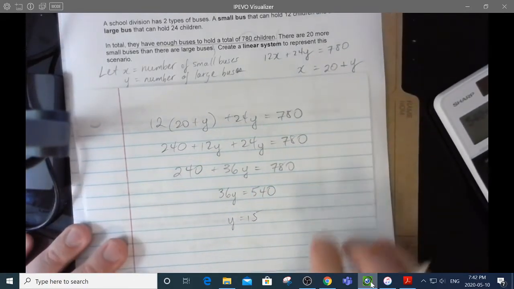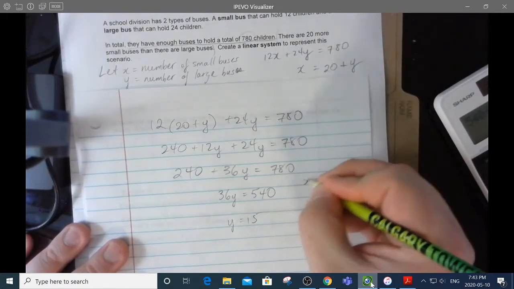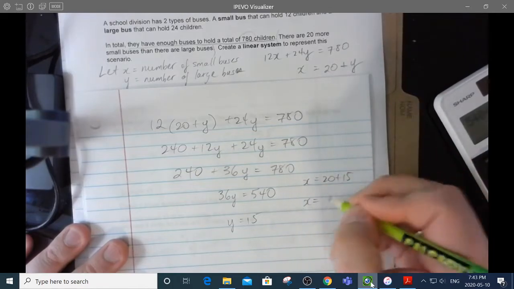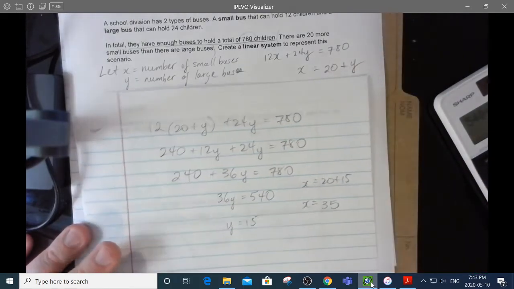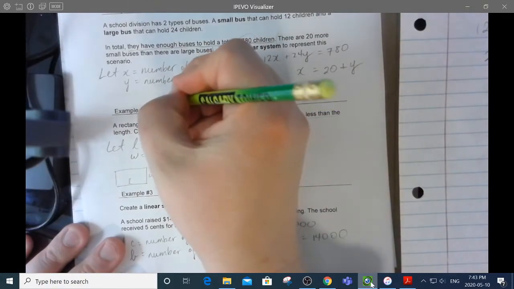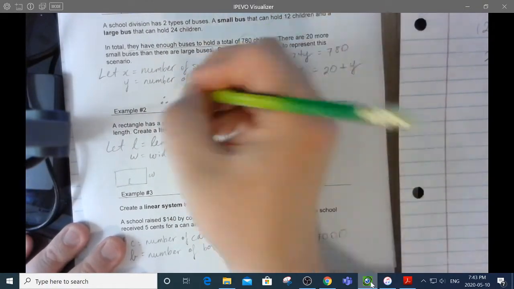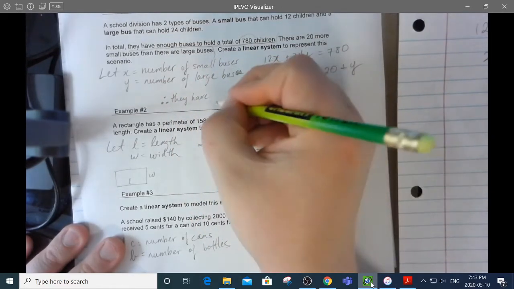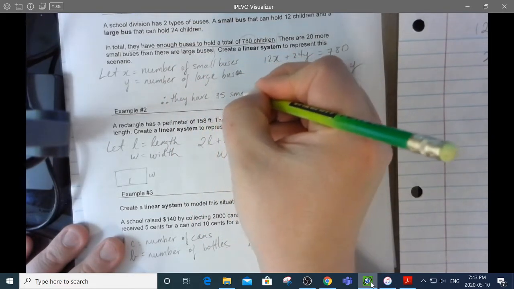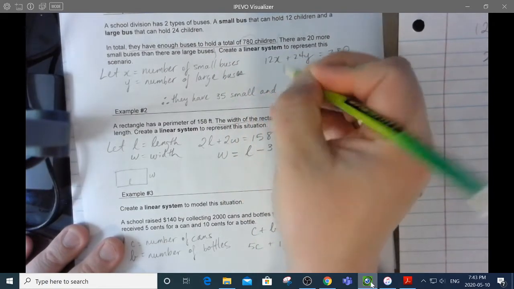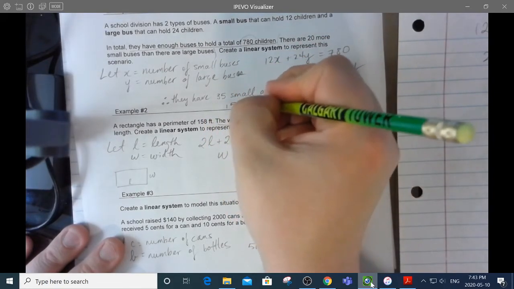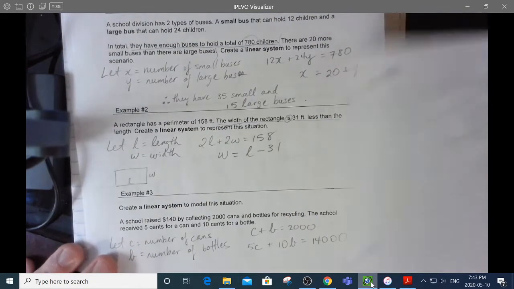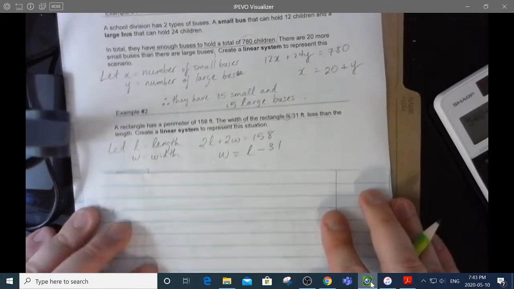So y is 15, and then go back up here. So x is equal to 20 plus 15. So x is equal to 35. Therefore, they have 35 small and 15 large buses. All right, so there's the first one. Let's do the second one.